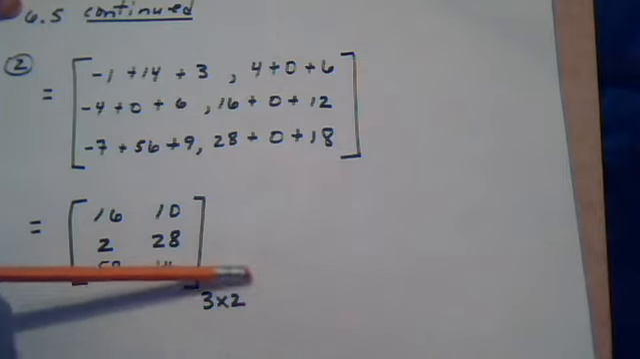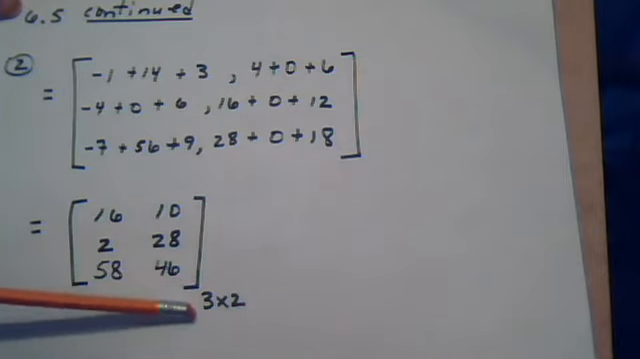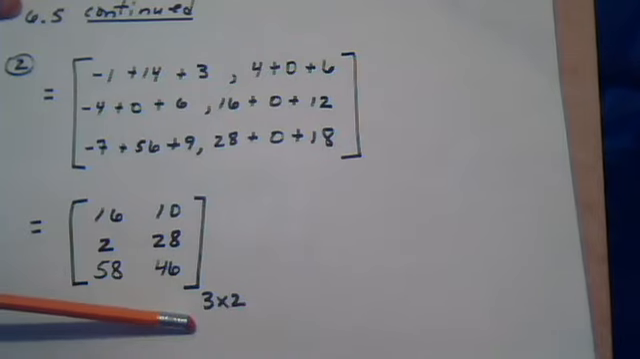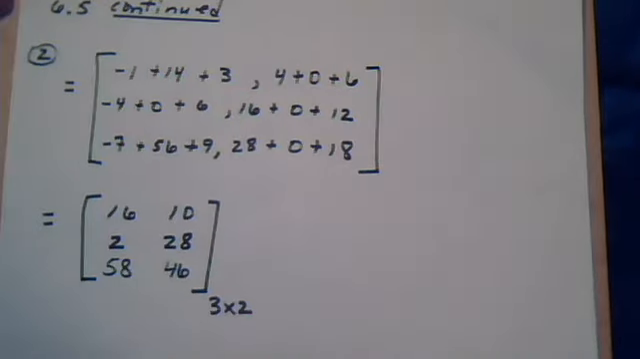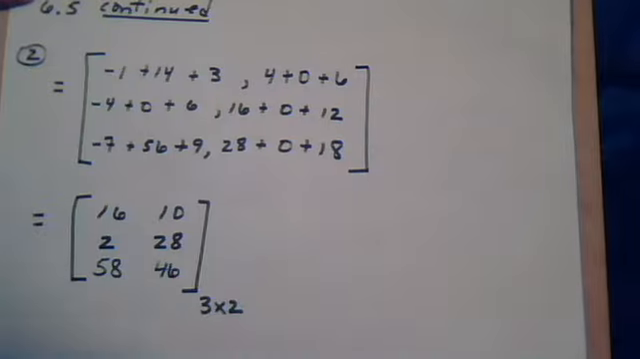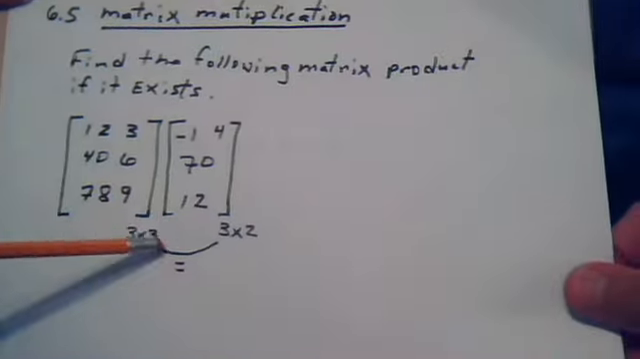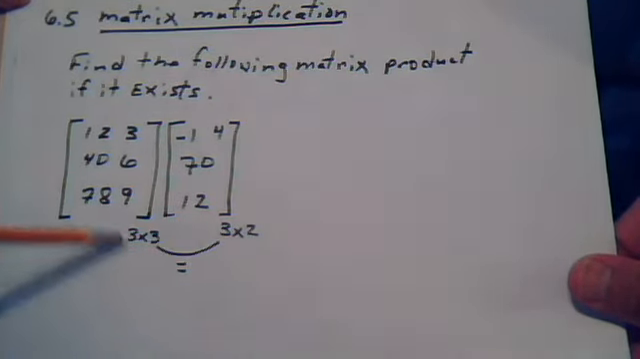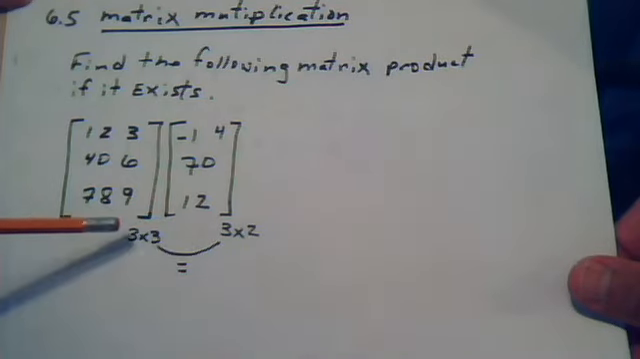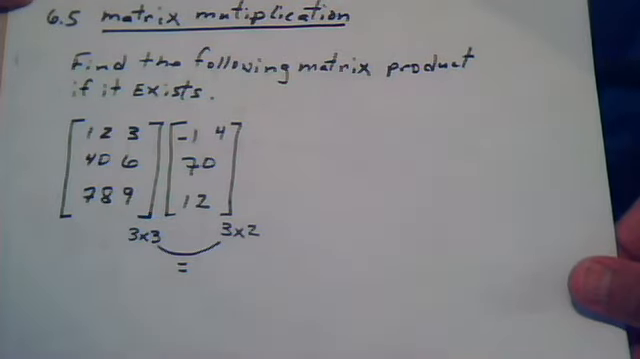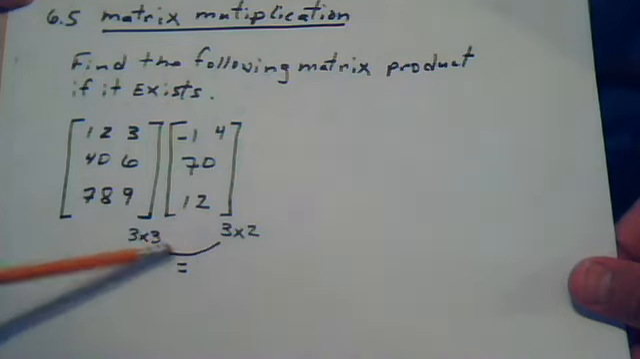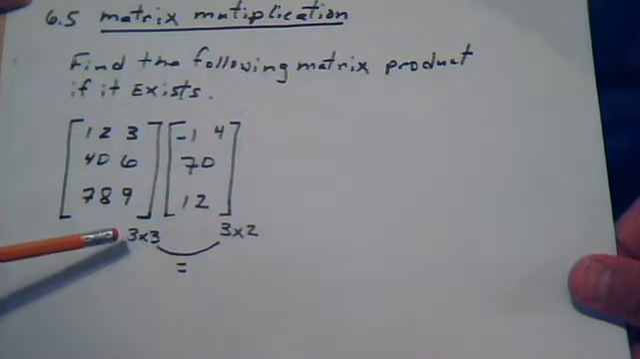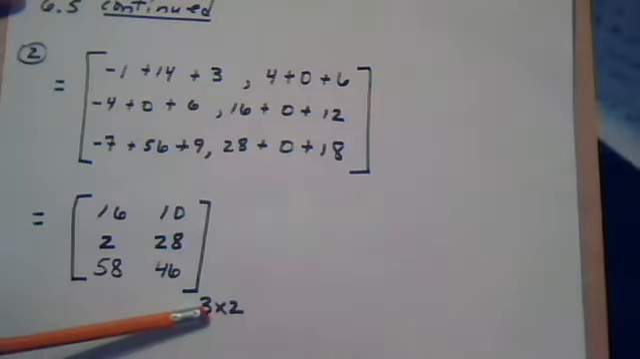And then notice that the dimensions, the size of the product, was already given to us from the beginning. The inner ones tell us we could multiply, and the outer ones, 3 by 2, tell you how big your answer is going to be. So we know ahead of time, after we're able to multiply, that our product is going to be a 3 by 2.